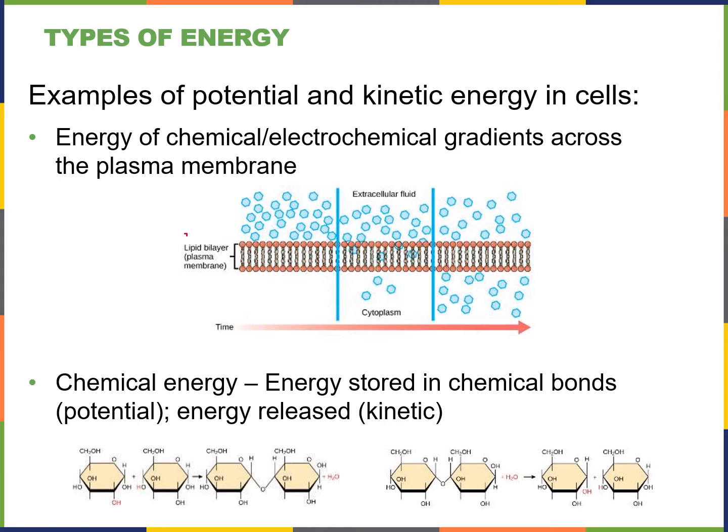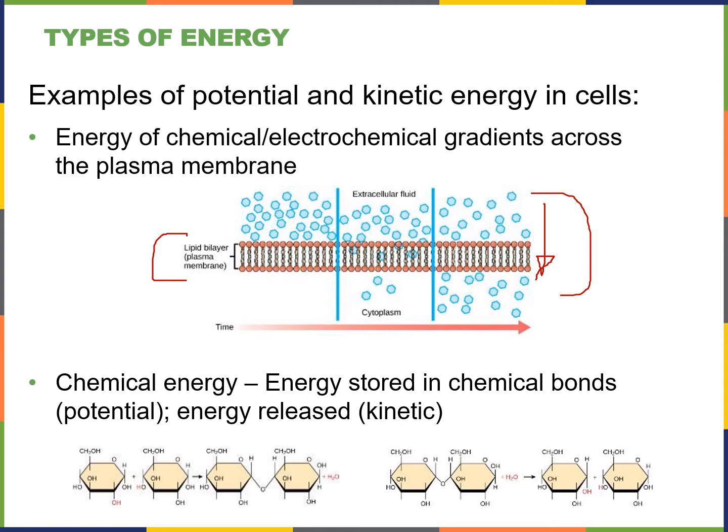Now I want to give you all some examples of potential and kinetic energy in cells. So remember on a previous lecture when we talked about the phospholipid bilayer of the plasma membrane, there are many molecules and substances and ions that are constantly going in and out of this membrane. So the energy of the electrical chemical gradient across the plasma membrane is an example of kinetic energy.